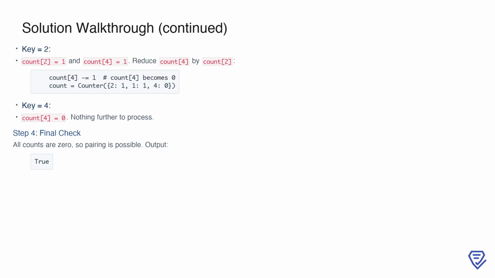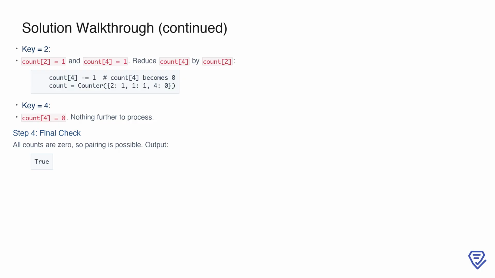Next, we process the key 2. Here, count[2] equals 1 and count[4] equals 1. Since count[2] is less than or equal to count[4], we reduce count[4] by count[2]. This updates the counts to count equals Counter({2: 1, 1: 1, 4: 0}), successfully pairing 2 with 4.